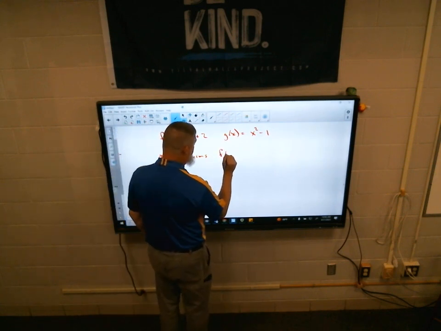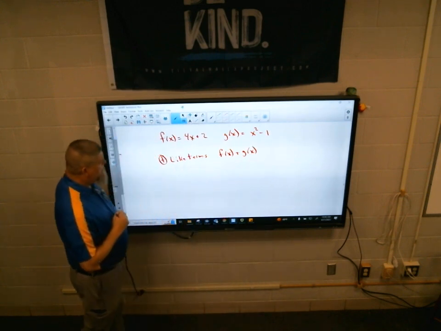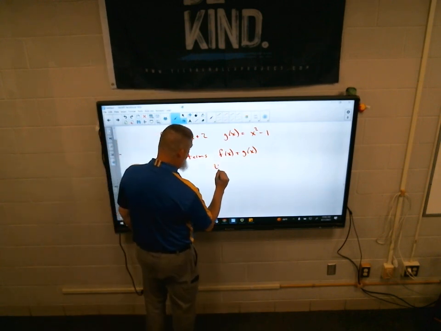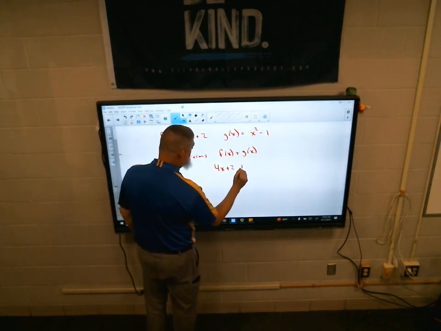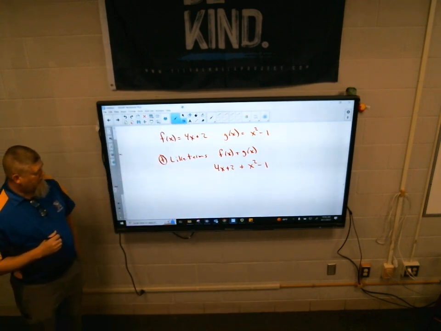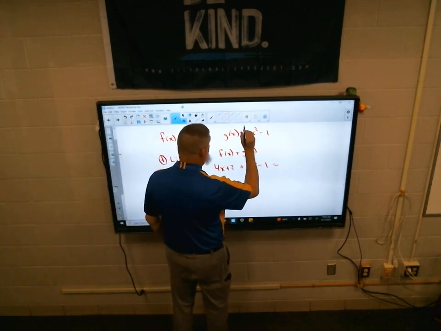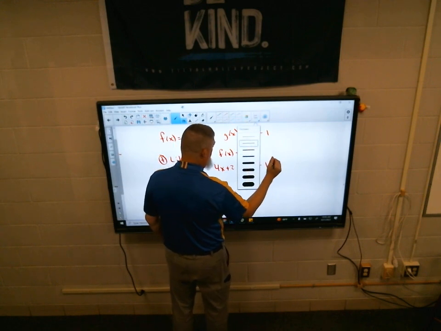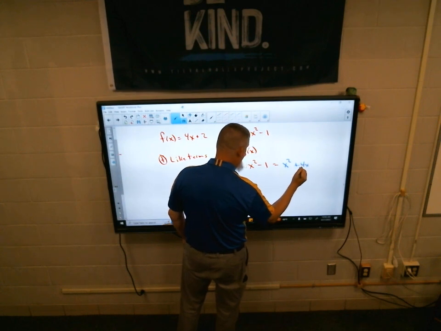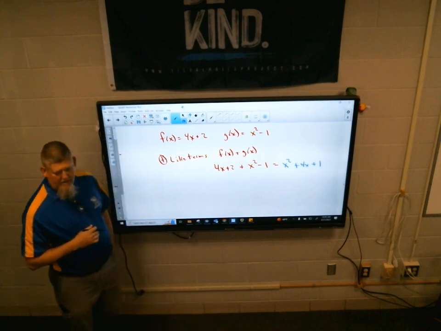If I say f of x plus g of x, okay, all you're doing is adding like terms. We're doing 4x plus 2 plus x squared minus 1. And then combine like terms. That gives us x squared plus 4x plus 1. And you're just combining like terms.